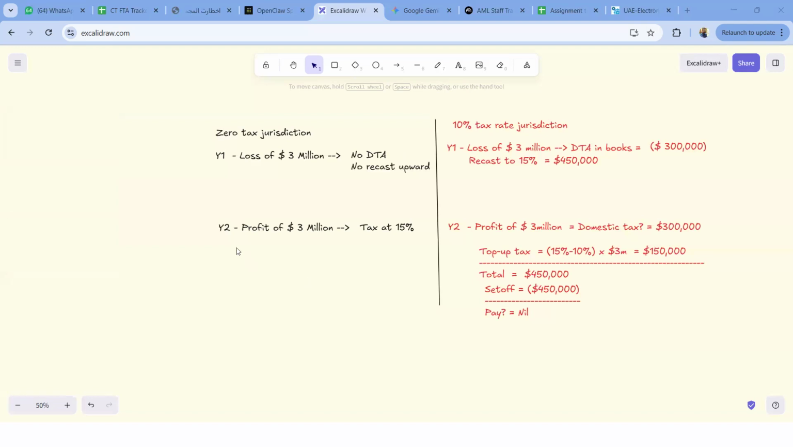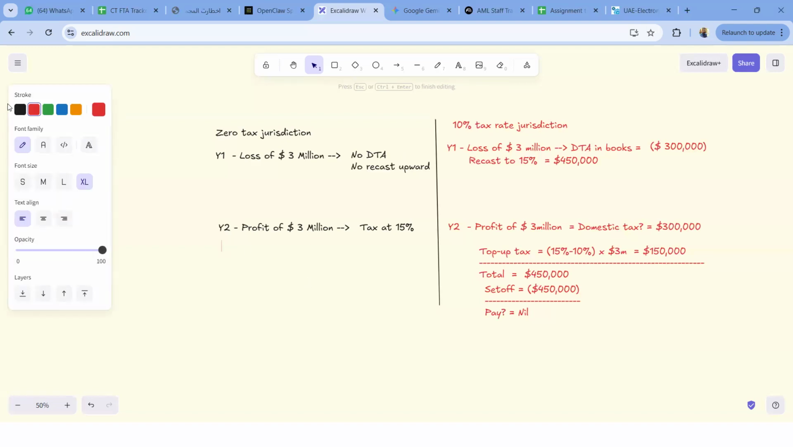Okay. Now let's come here. What about here? What is my top up tax? 3 million into 15%, right? 3 million profit into 15%, that is equal to 450k.